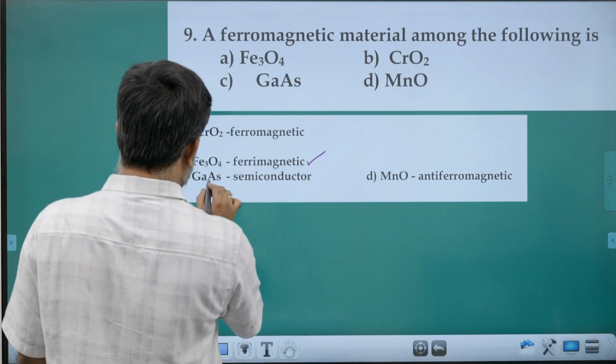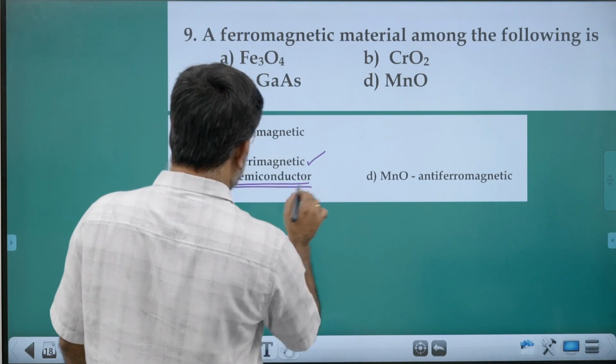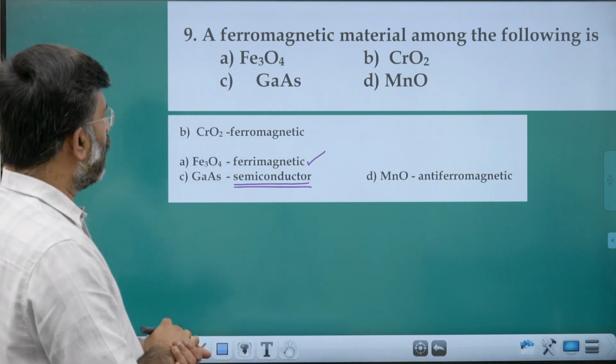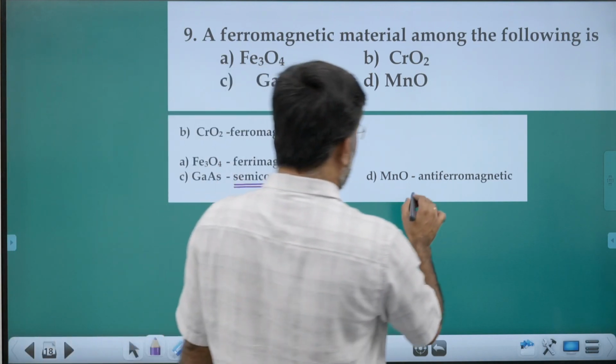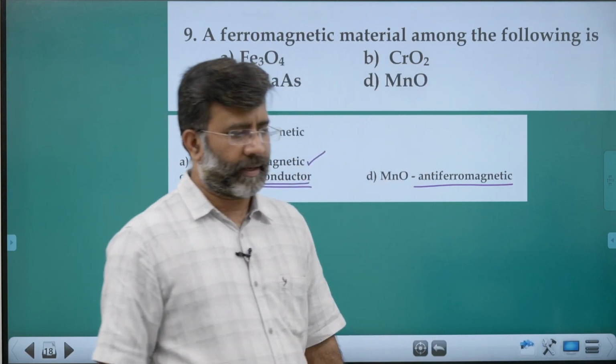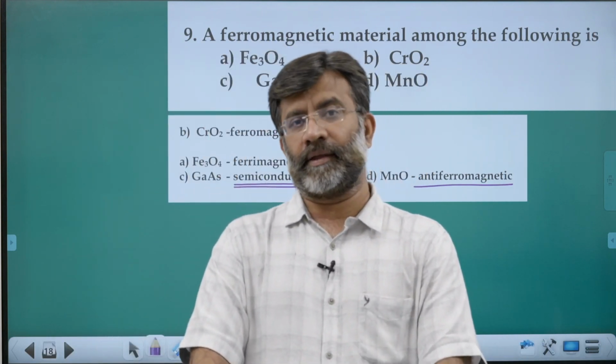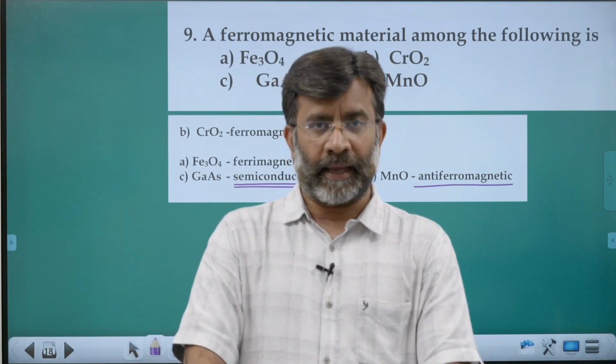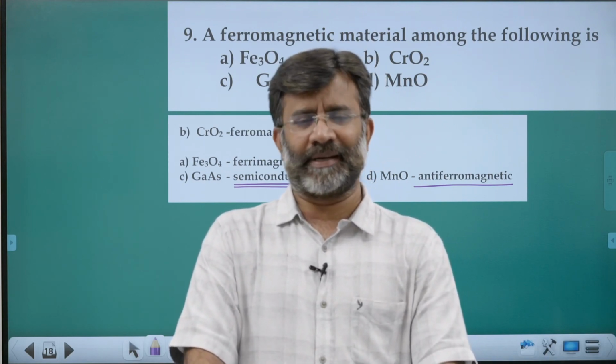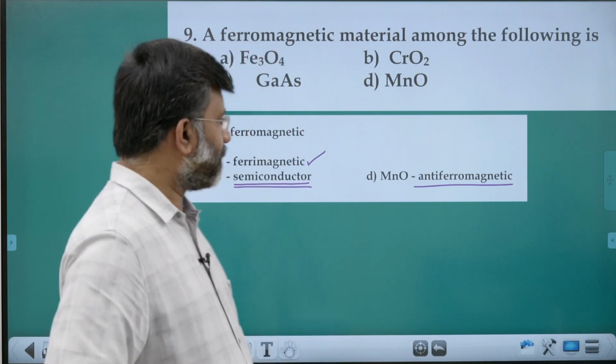Option C, GaAs, is simply a doped semiconductor, while MnO2 is anti-ferromagnetic. The examples are there in the textbook. You have to learn and equip yourself to answer such a question, a simple, direct question. Next one.